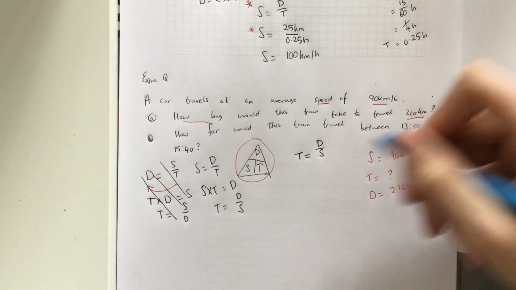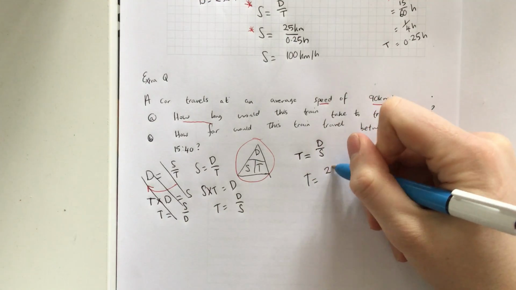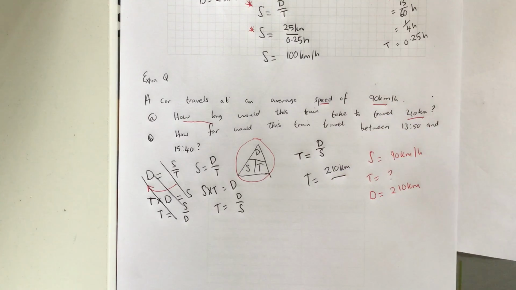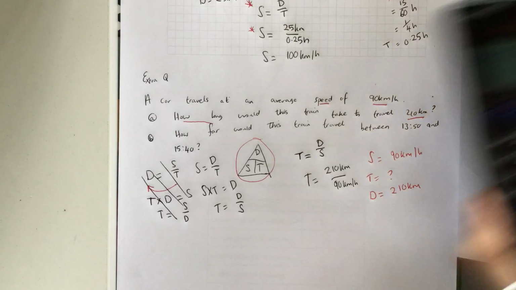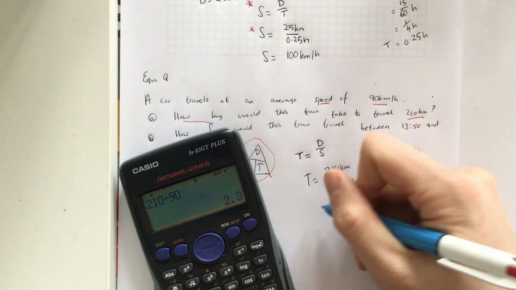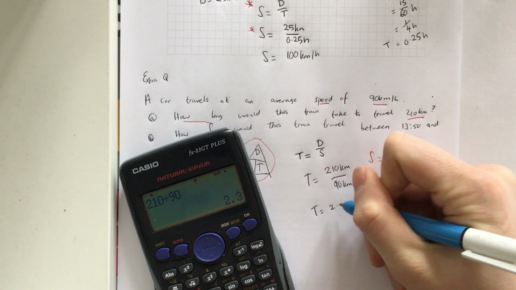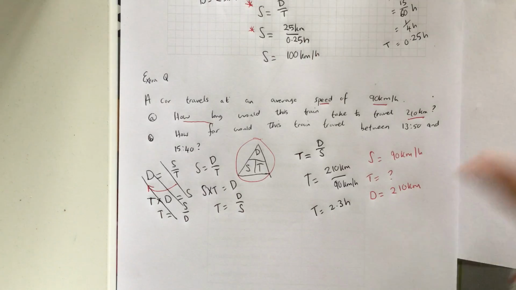So let's go back to this original formula. T equals 210 kilometers divided by 90 kilometers per hour. Use your calculator on that one. We have 210 divided by 90 equals 7 over 3, or getting a value there of 2.3 hours. Okay, and that's the value for that one.